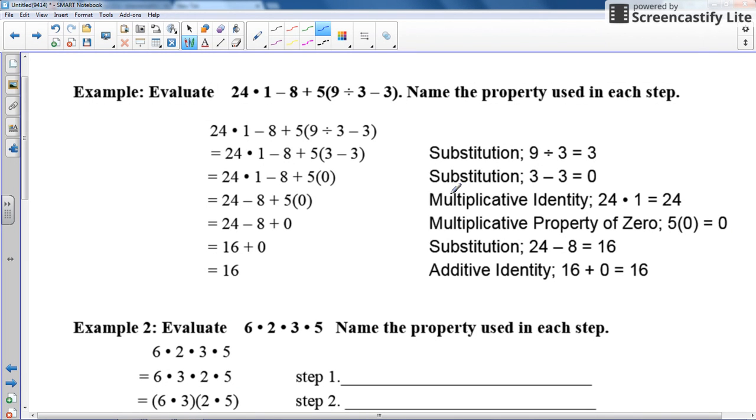When you get into geometry next year, you're going to do what we call proofs, and you'll be doing a lot of this type of thing. So this is just helping you get ready for that. So here's our original problem. Just like yesterday with order of operations, we're going to do one step at a time. So you'll notice that 9 divided by 3 is 3. And so that's substitution. 9 divided by 3 is 3.